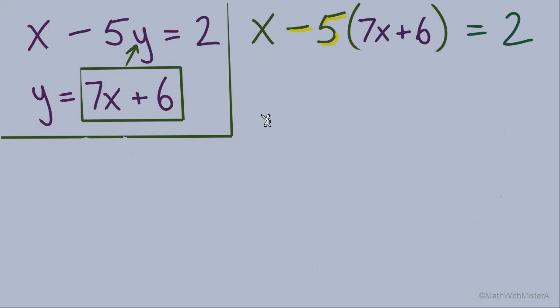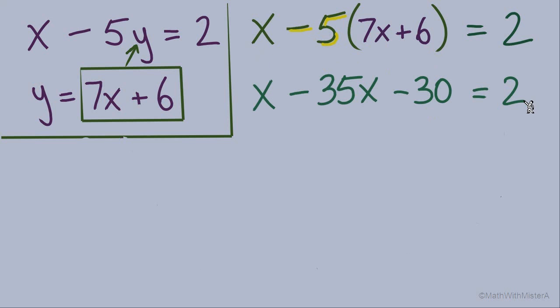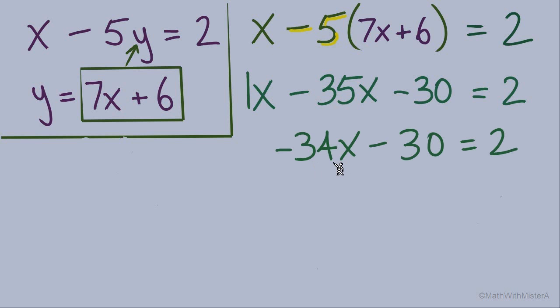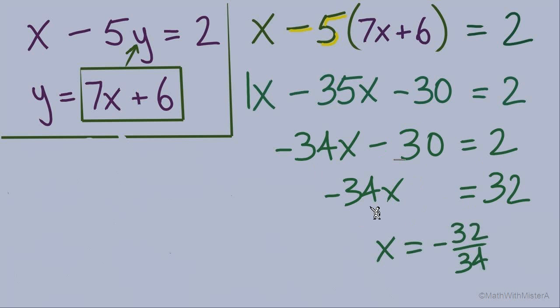So we start with an x, I'll bring it down. Negative 5 times 7x is negative 35x. Negative 5 times 6 is negative 30. And then the right side equals 2. Now we're looking for like terms. Here's a 1x minus 35x equals negative 34x. Recopying minus 30 equals 2. Add 30 to both sides, we get negative 34x equals 32. Divide both sides by the negative 34, and we get this fraction, which we can simplify.